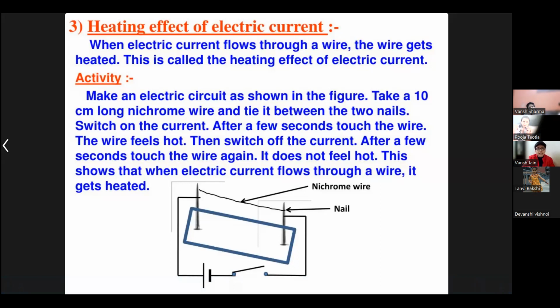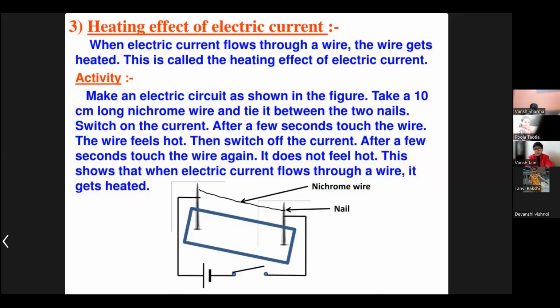Activity. Make an electric circuit as shown in the figure. Take a 10 centimeter long nichrome wire and tie it between the two nails. Switch on the current. After a few seconds, test the wire. The wire feels hot. Then switch off the current. After a few seconds, test the wire again. It does not feel hot. This shows that electric current flows through the wire. It gets heated. Okay, children.